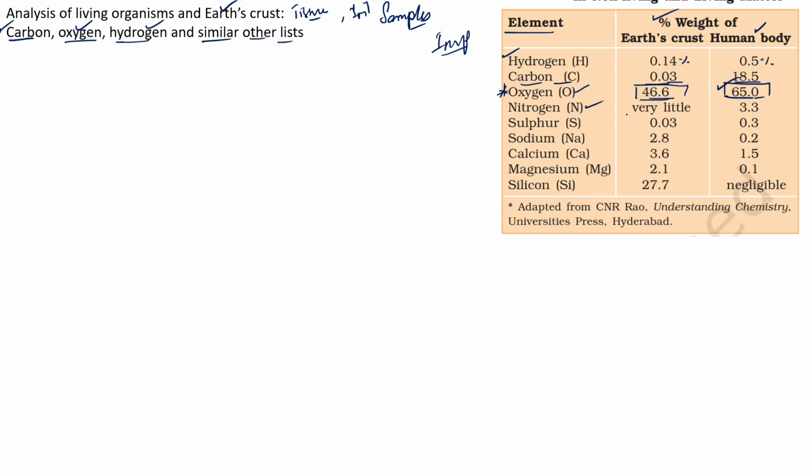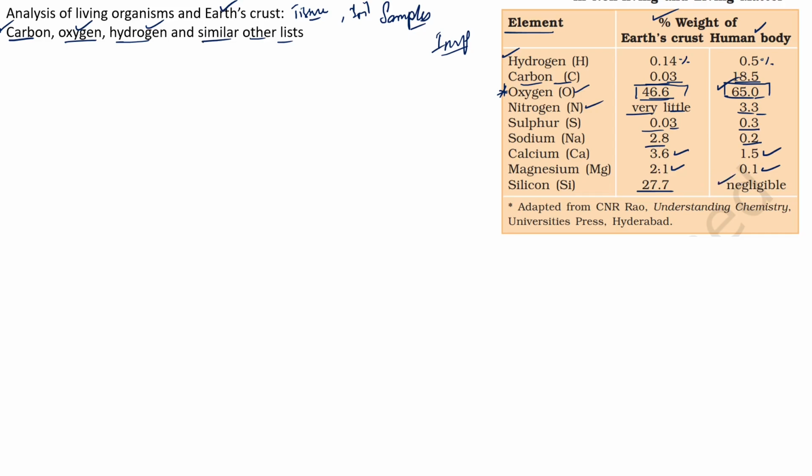Nitrogen is very little in the earth crust, whereas in the human body it is around 3.3 percent. Sulfur is around 0.03 percent, same as carbon, and 0.3 in the human body. Sodium is around 2.8 percent in the earth crust and 0.2 in the human body. Calcium is 3.6 and 1.5 in the human body, and magnesium is 2.1 and 0.1 in the human body. Silicon is around 27.7 percent in the earth crust, but the same element in the human body is completely negligible.